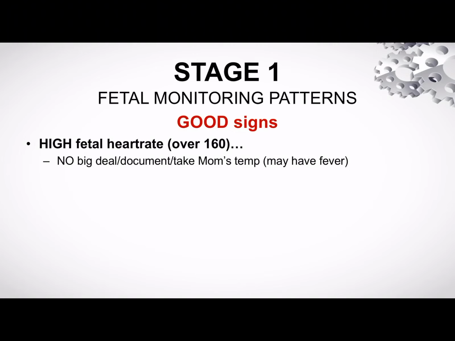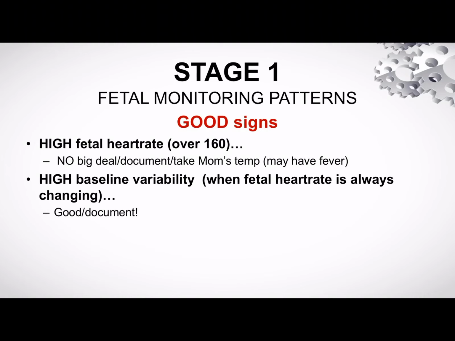So if this happens, it's no big deal. We have to document. And we need to take mother's temperature. It might be an effect of increased body temperature. We also have here high baseline variability. It is when fetal heart rate is always changing. As I have mentioned in my earlier slides, if the mother's uterus contracts, the baby also reacts to that. Okay? So there is a change or there is a variability on that sense. So that is a good sign. So all we have to do is to document.